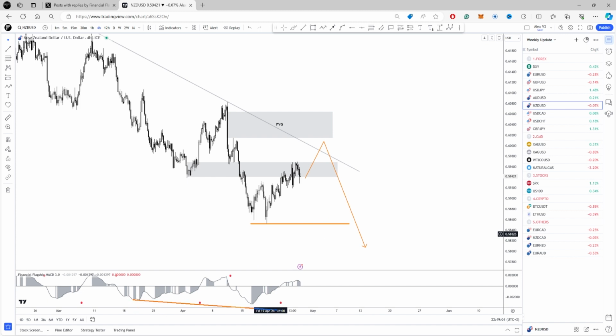You can see we don't have divergence on the MACD between these two lows. So after this consolidation is over, because of this crossover here, the price will drop on the MACD as well, and we'll get divergence, and maybe then we'll get a deeper pullback or a reversal. We have to wait and see.